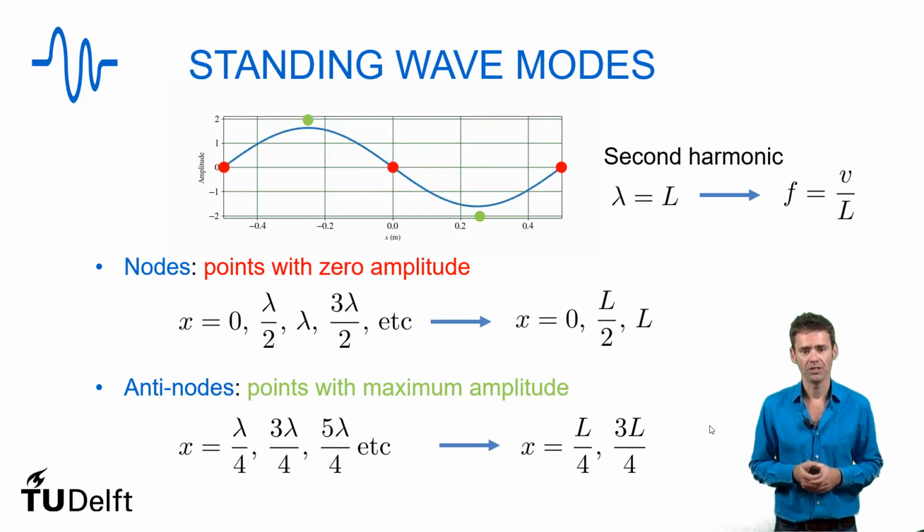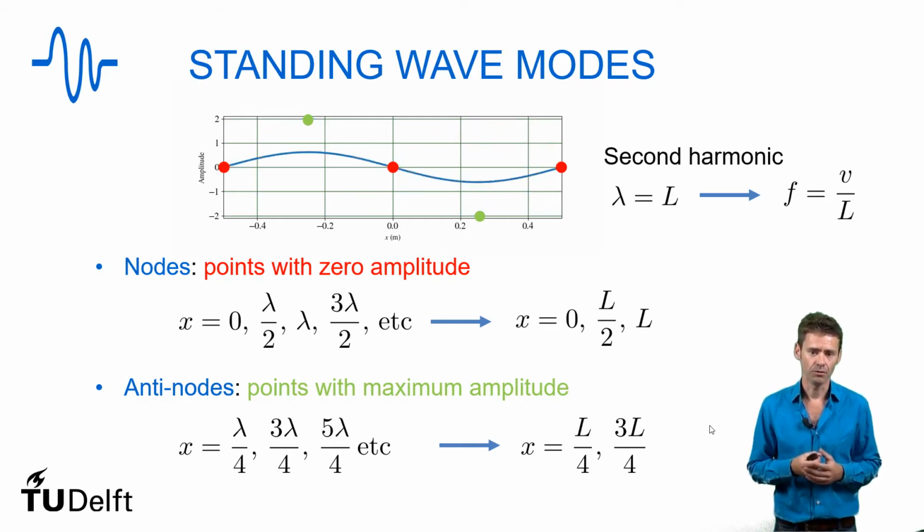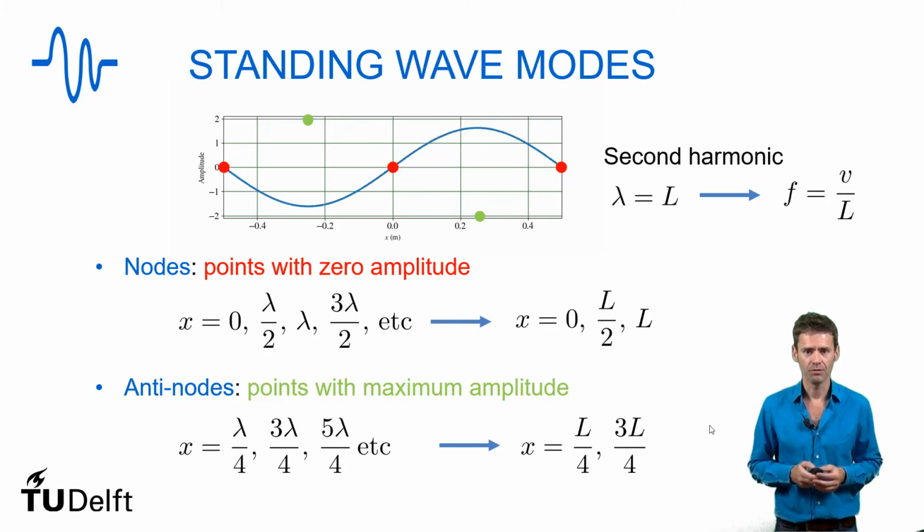Also, there are antinodes. These are the points with maximum amplitude, and I've indicated them in green. You can see them here at lambda over 4 and 3 lambda over 4, which are equal to L over 4 and 3/4 L. There, the amplitude of the standing wave is maximum.